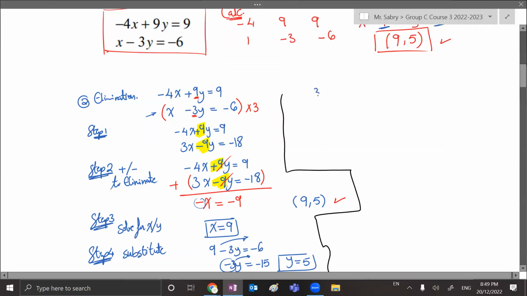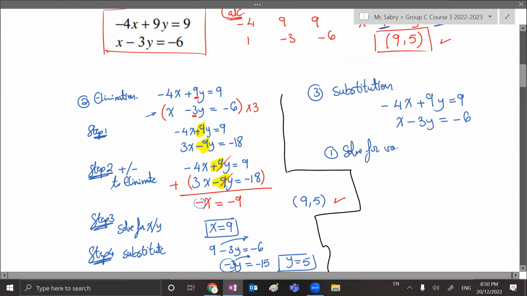So we're talking now about the substitution method. In the substitution method, we need to have either the x or the y completely alone on one side of the equation. So step number one, we need to solve for y, or solve for x, or solve for any variable. So solve for a variable. Meaning, I make either x equals everything or y equals everything in any of the two equations.